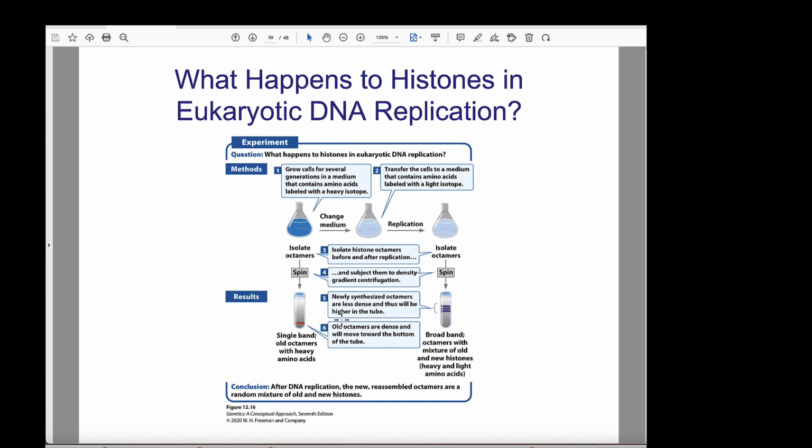From their experiment, they were able to show that after DNA replication, the new reassembled octamers are a random mix of old and new. So ultimately, after the cell disassembles the histones, once it reassembles the DNA after it's replicated, you have a complex of old and new histones that randomly form these octamers to allow the nucleosomes to form and to allow the recondensing of the DNA.